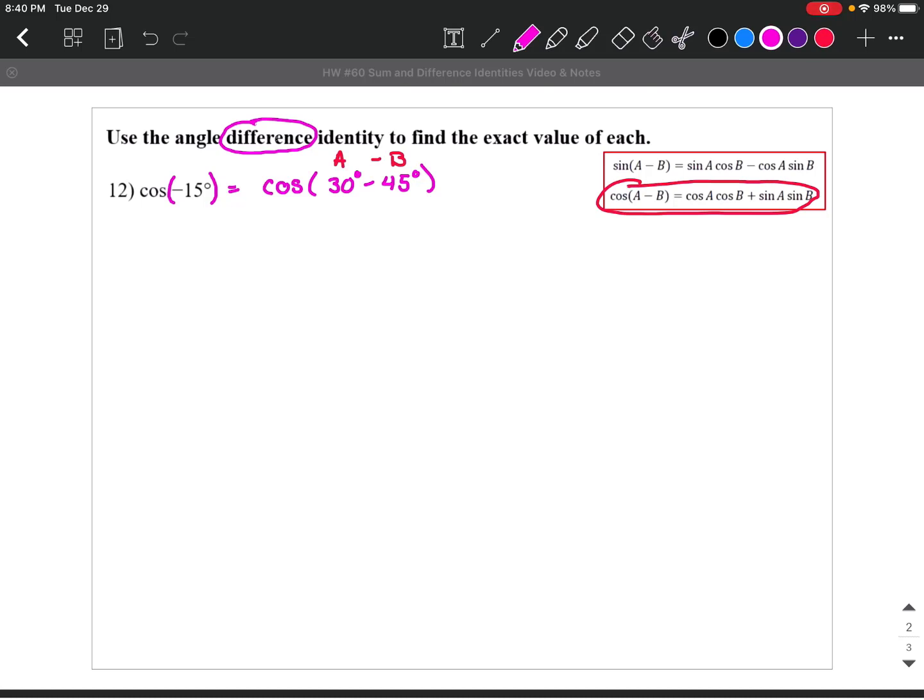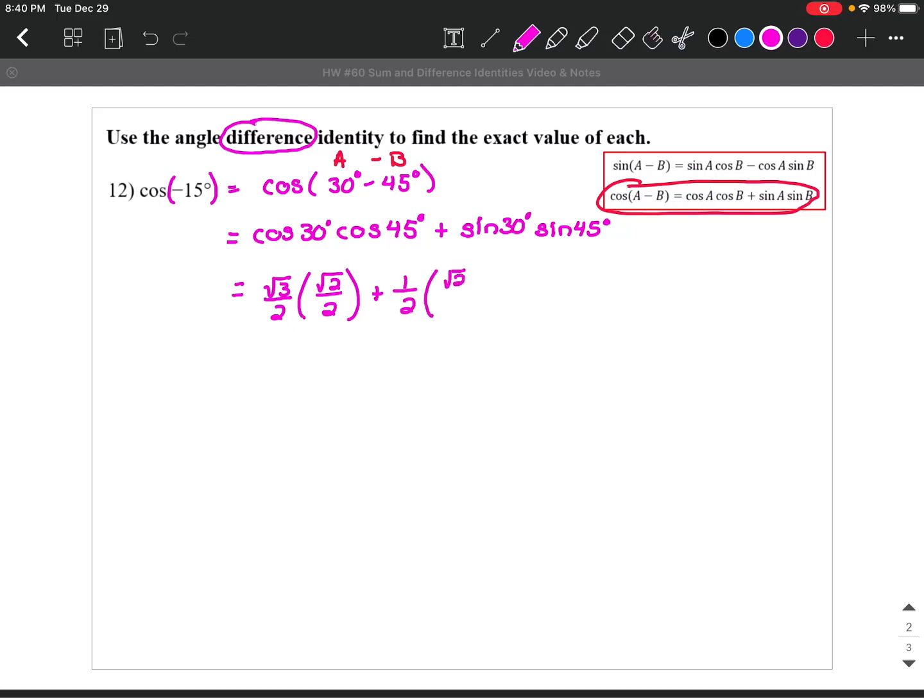So we're going to follow that pattern. So we have cosine of the first, which is 30 degrees, cosine of the second, which is 45 degrees, change to addition, sine of the first, which is 30 degrees, times sine of the second, which is 45 degrees. Now, right off our charts, the cosine of 30 degrees is radical 3 over 2. The cosine of 45 degrees is radical 2 over 2. Plus, the sine of 30 degrees is 1/2. The sine of 45 degrees is radical 2 over 2.